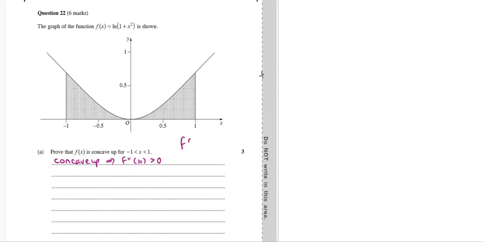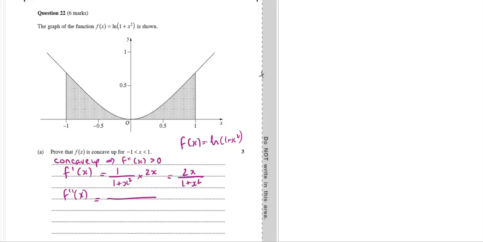We know that f of x equals ln 1 plus x squared. So let's differentiate. The first differentiation, f dash of x equals 1 over 1 plus x squared times the derivative of the inside, which is 2x. So there's my first derivative. I'm now going to work out the second derivative, f double dash. I'm going to need to do quotient rule.